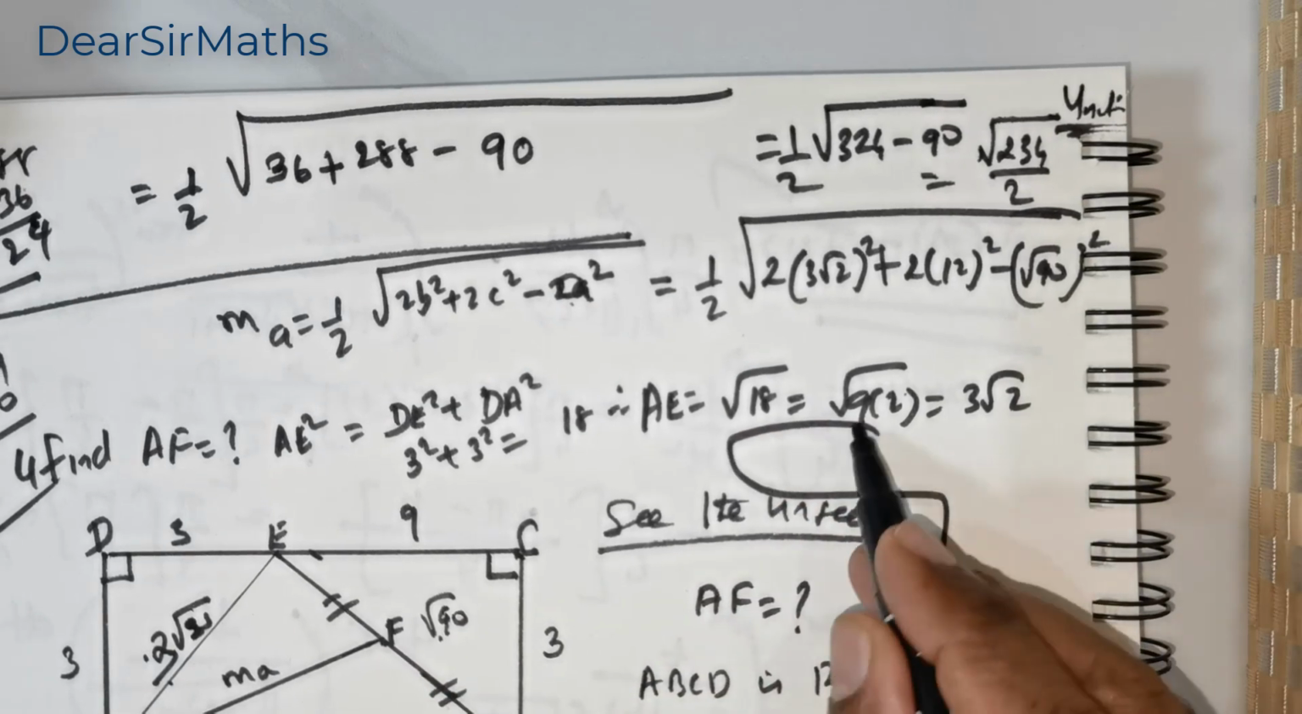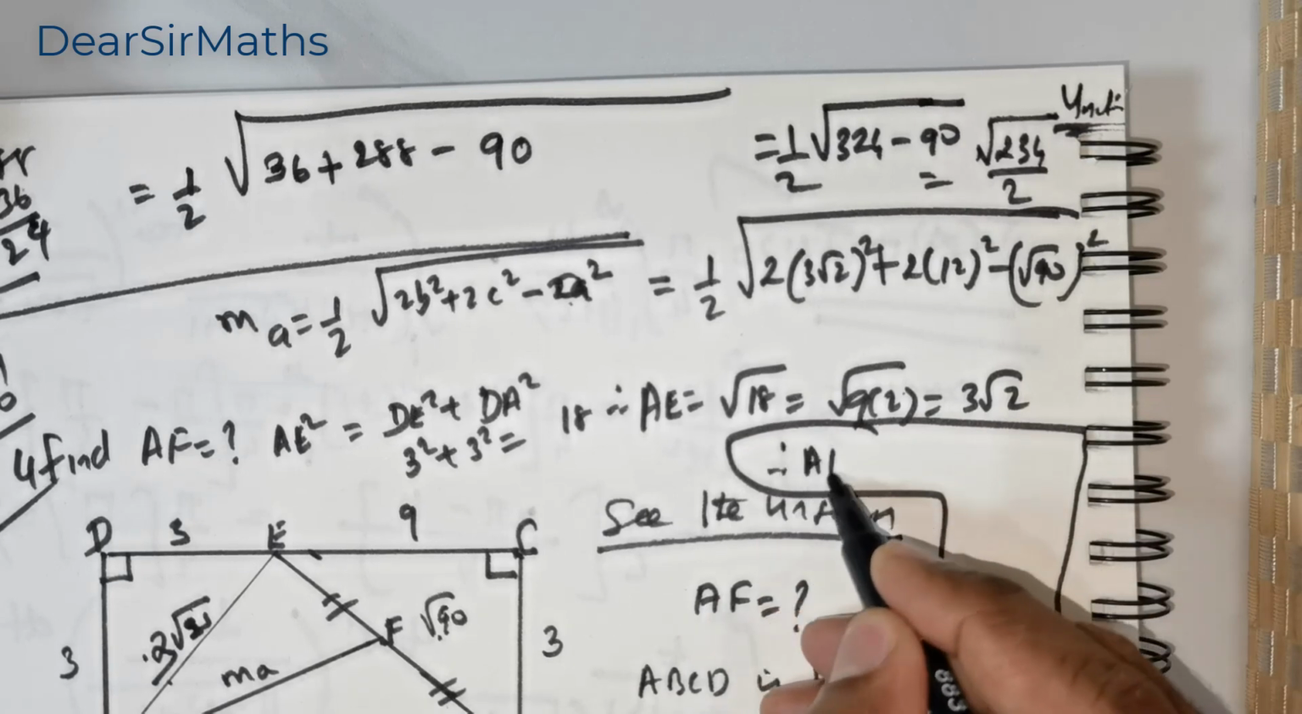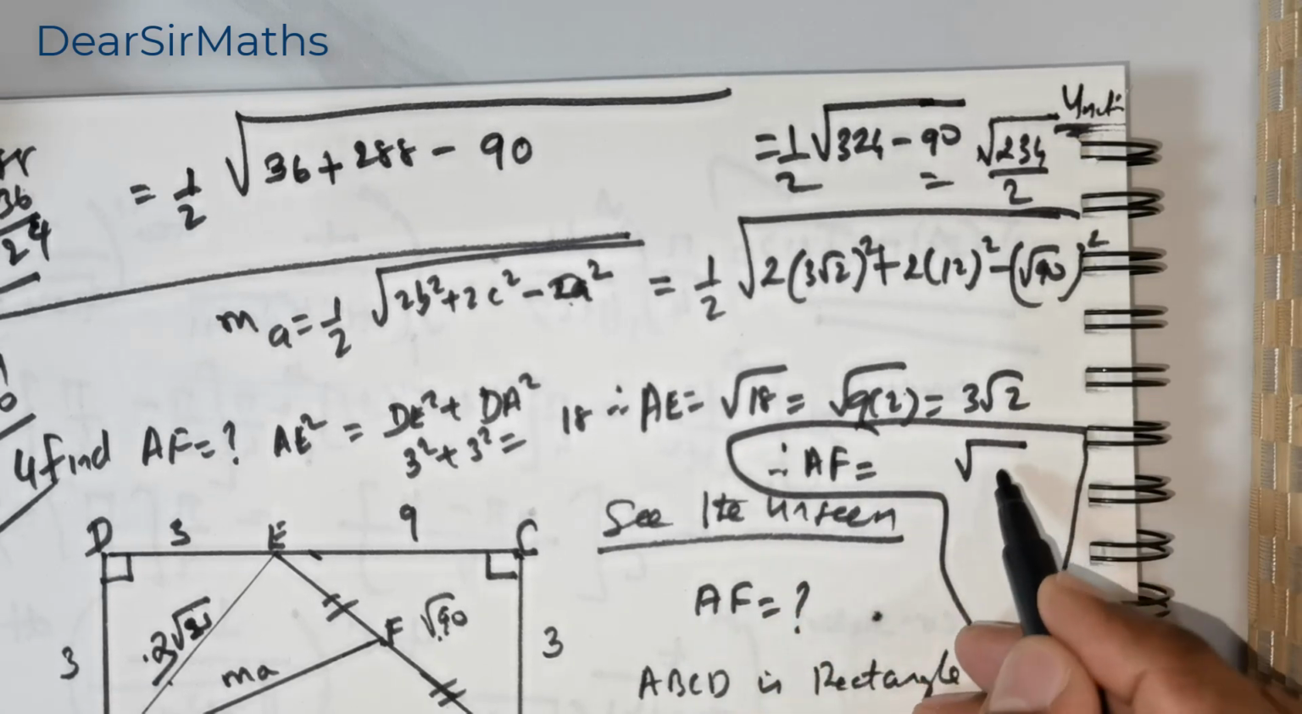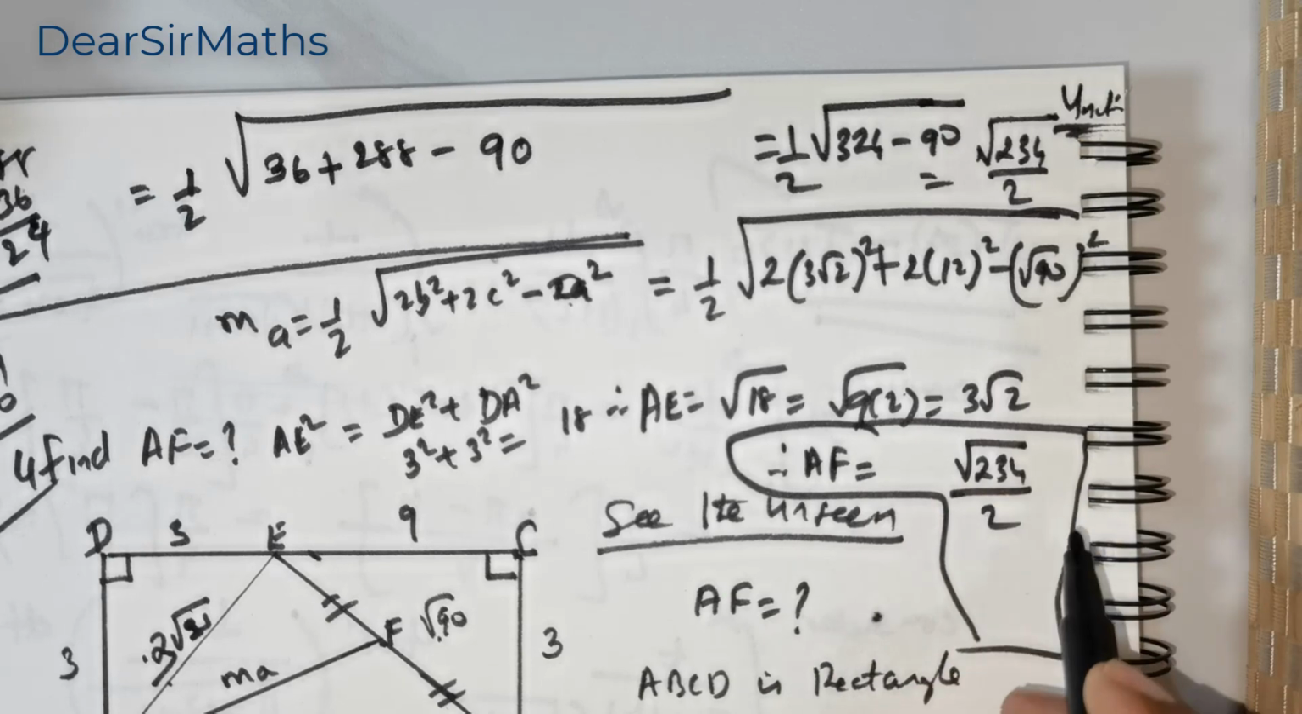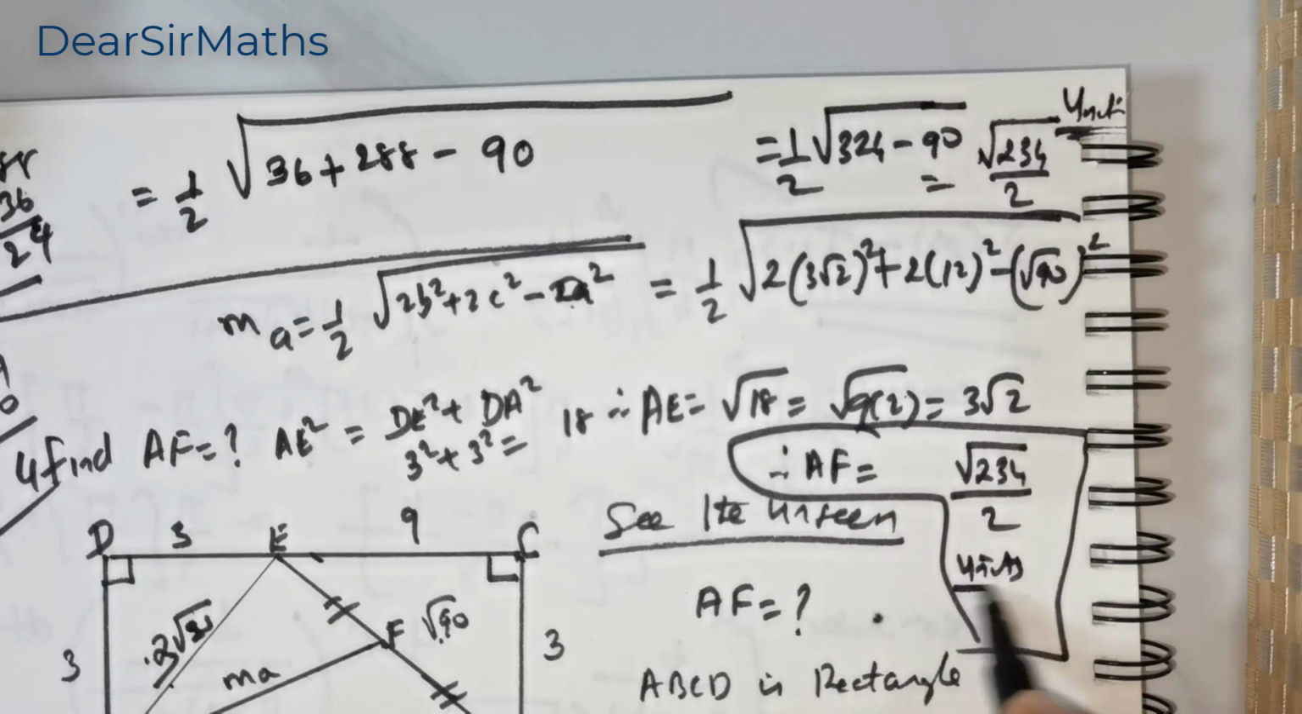Therefore AF is equal to root of 234 divided by 2 units. So that is the answer to this question.